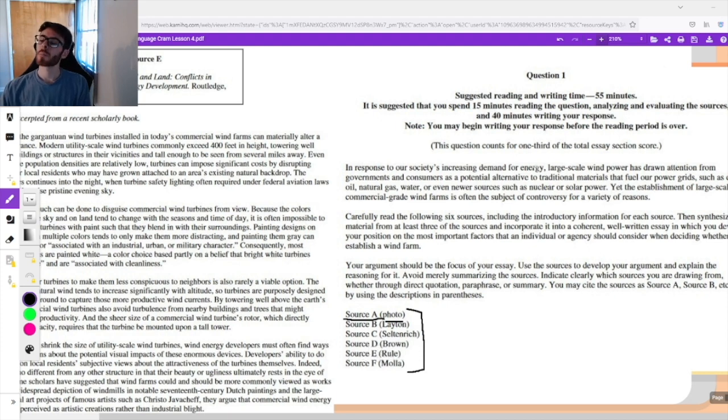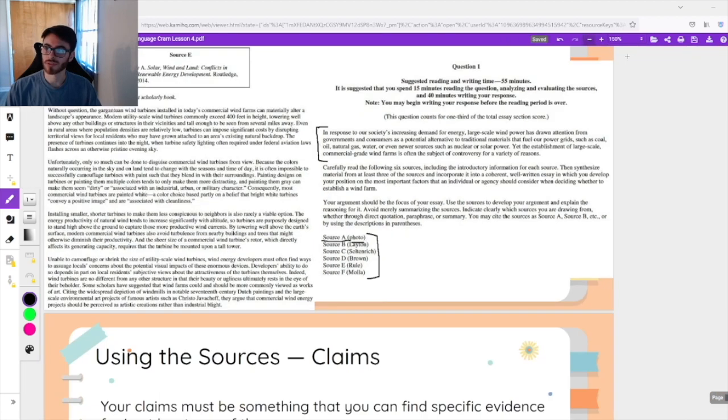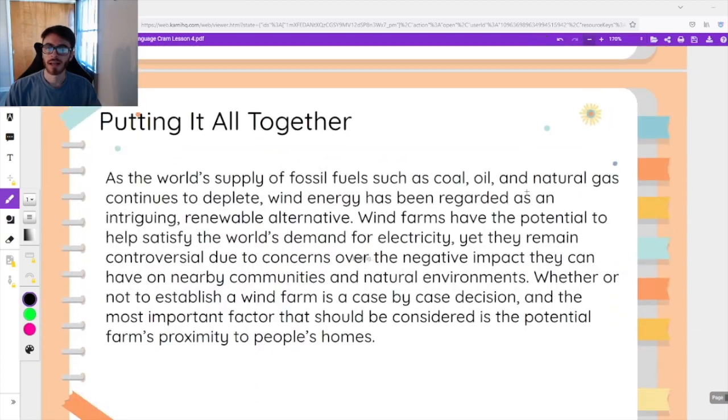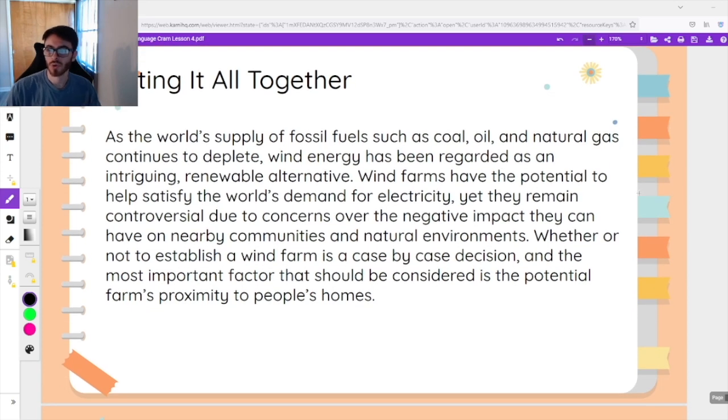Okay, so like we talked about in, I believe it was lesson 1, the prompt gives us some background information, and we can use that information. So I took a lot of this information right here, and I used that to introduce the topic in my first paragraph. So I wrote, as the world's supply of fossil fuels such as coal, oil, and natural gas continues to deplete, wind energy has been regarded as an intriguing renewable alternative. Wind farms have the potential to help satisfy the world's demand for electricity, yet they remain controversial due to concerns over the negative impact they can have on nearby communities and natural environments.